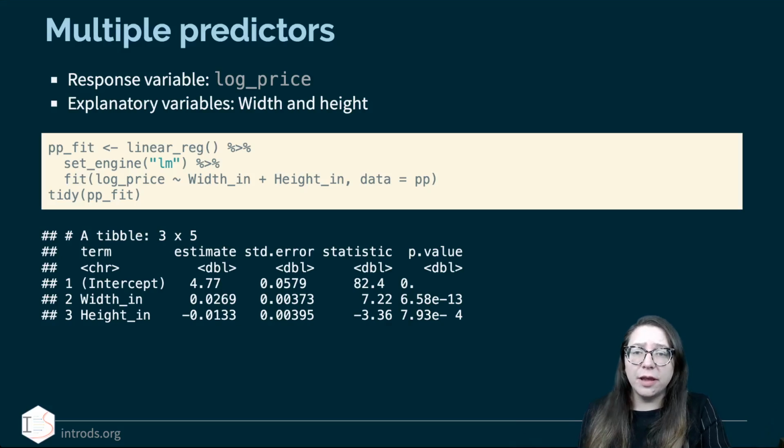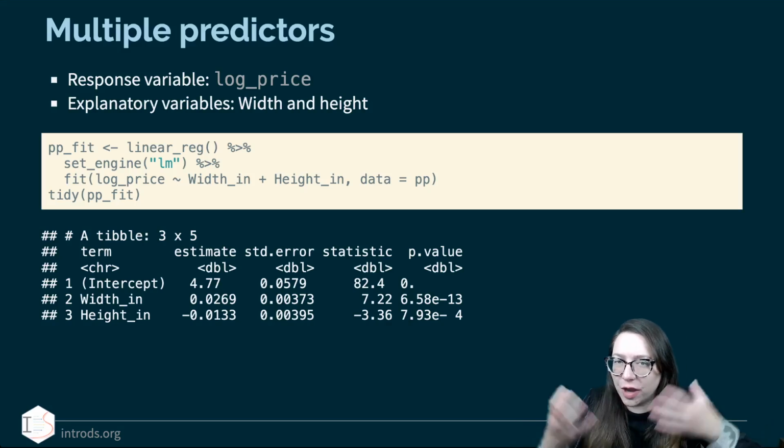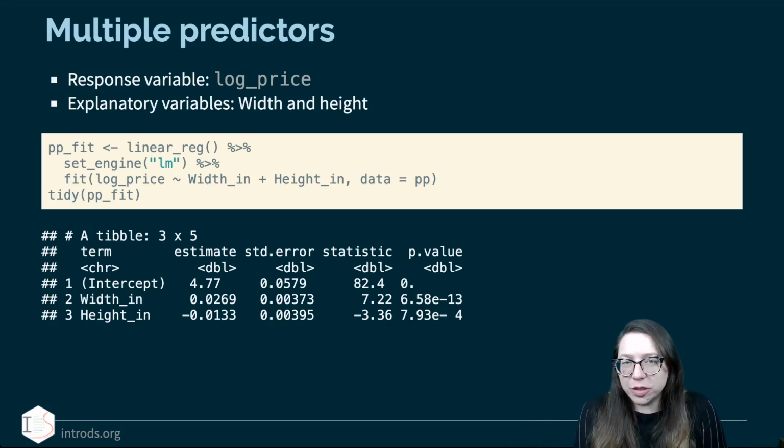So we're going to fit a model to predict log price from basically the size of the painting. We're going to look at the width and the height. And again, are bigger paintings necessarily more costly? Maybe that's true if you have a giant mural or something, but also we've talked about how this is probably not how we measure the value of paintings.